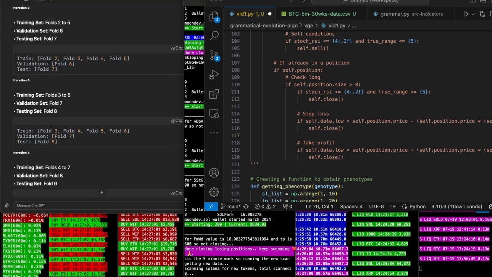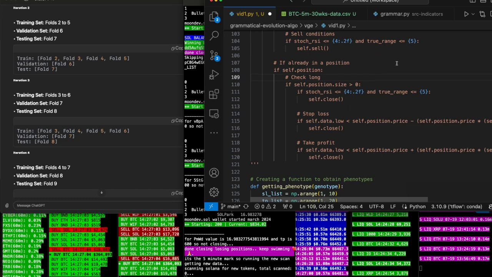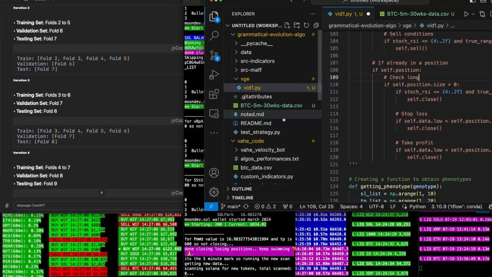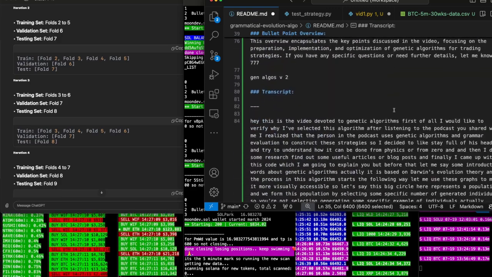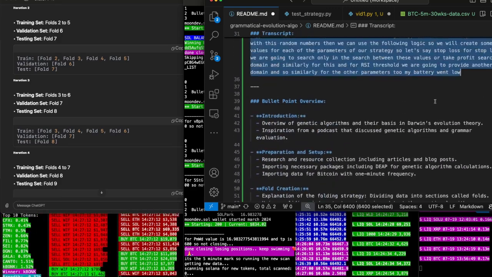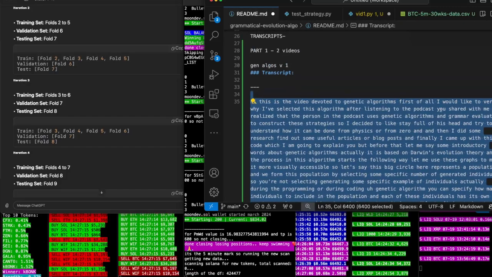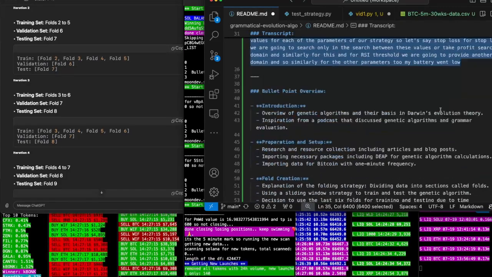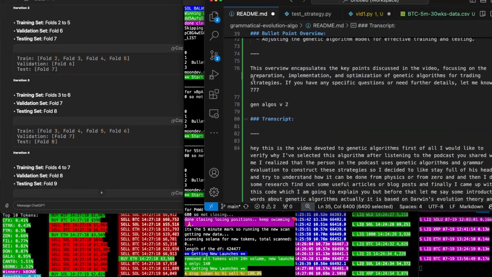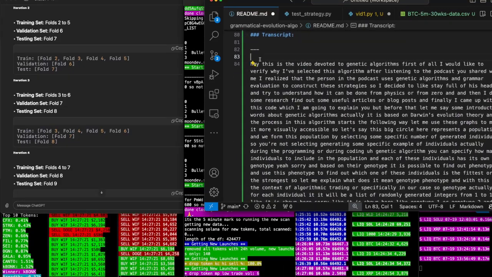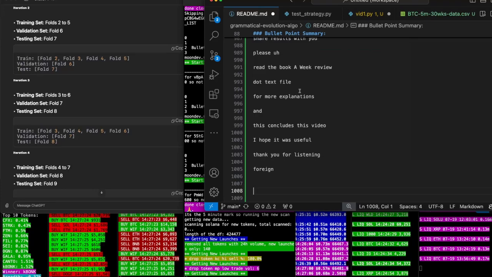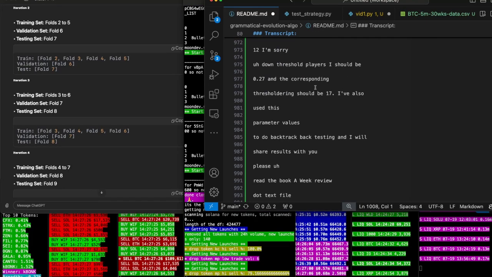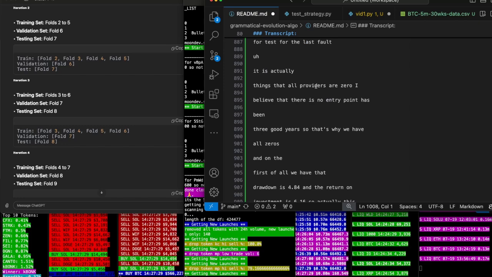Perfect. So where should I put this? I should put it in here so we have it, the README here. Okay. So this is just a bullet point overview. I think this is the same one. Yep. Perfect. I was reading this yesterday. This is the transcript of the first video. All right, that's the transcript.